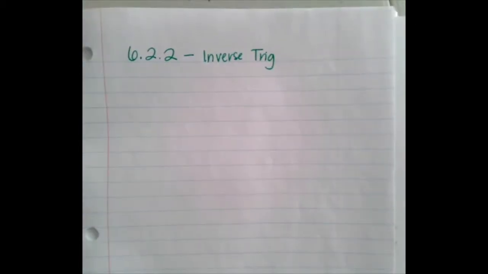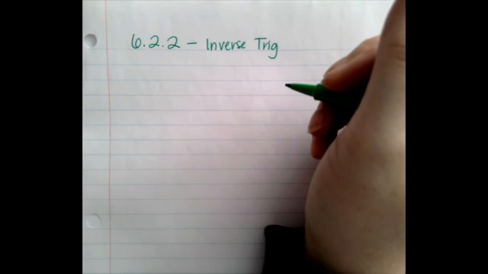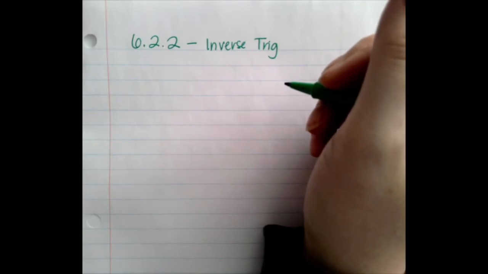Hello! In this video we are going to go through Learning Target 6.2.2, which is on inverse trig. In Learning Target 6.2.1, we talked about how to find the trig ratios, so finding the sine, cosine, and tangent of a right triangle. Today we are going to use the inverses of sine, cosine, and tangent to find missing angle measures, so being able to actually find the angle of that triangle.